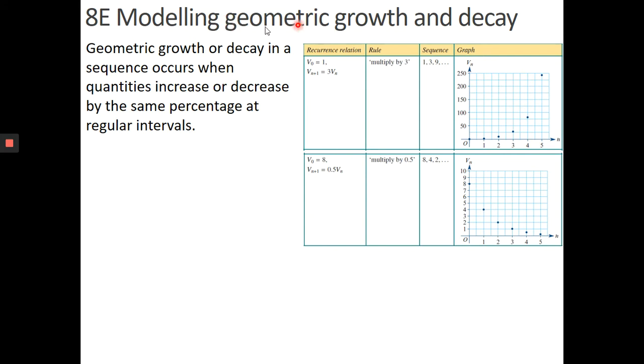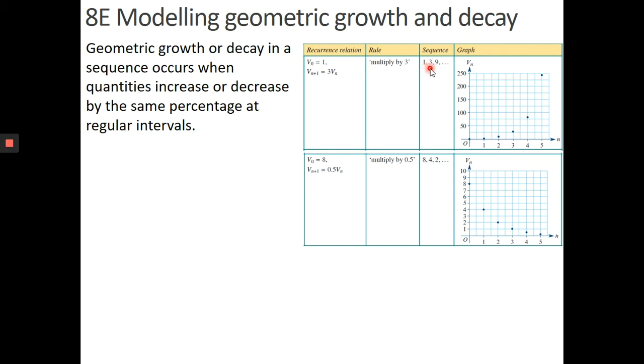Hi. Okay, so we're looking at geometric growth and decay. Previously, we'd looked at linear growth and decay. So we can see this growth here. It doesn't go up by the same amount each time. Look at the first one. The rule is multiplied by 3. So 1 multiplied by 3 is 3. So that one's actually gone up by 2, hasn't it? It's gone up by 2.